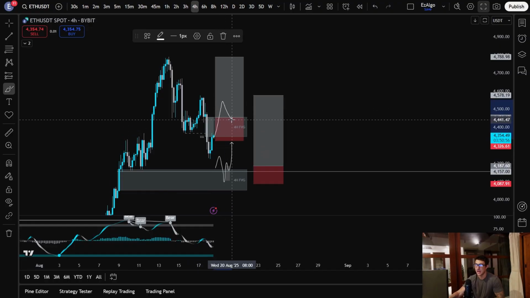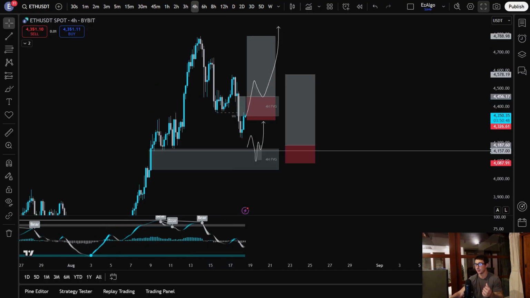Looking for that inversion, enter the trade. Obviously, the high time frame trend is bullish. You always want to use bias along with this indicator. You never want to fade the trend, right? You always want to trade with the trend.